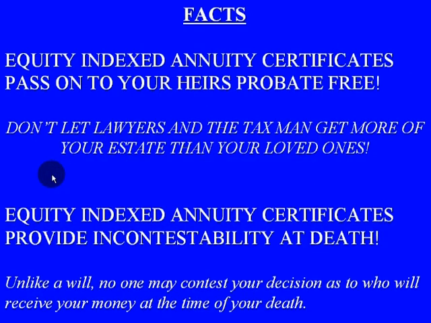Another great thing about indexed annuities is that you can pass it on to your heirs probate free. It works just like a will. You set up your annuity contract and you set up who your beneficiaries will be. So in the event that you do pass on, you have your beneficiaries listed and it just passes right over to them, without skipping a beat. It doesn't get held up by lawyers or courts or probate or anything. It just seamlessly moves right over to your loved ones.